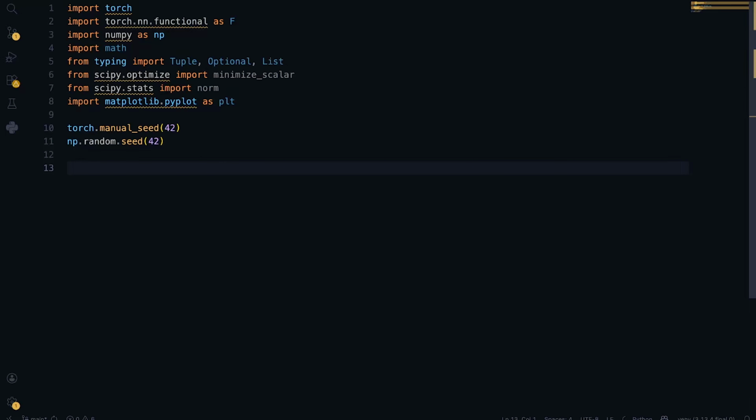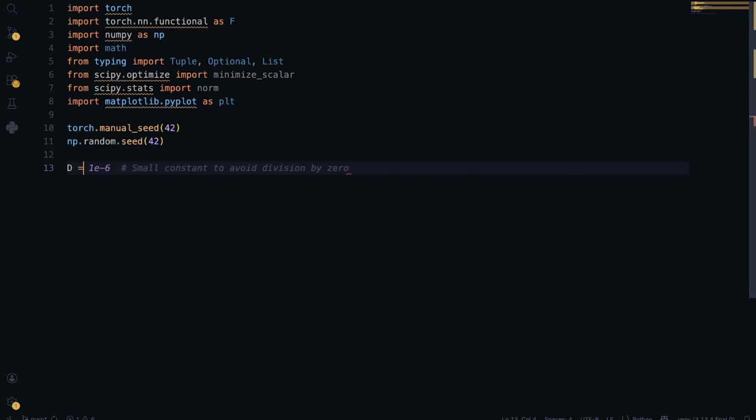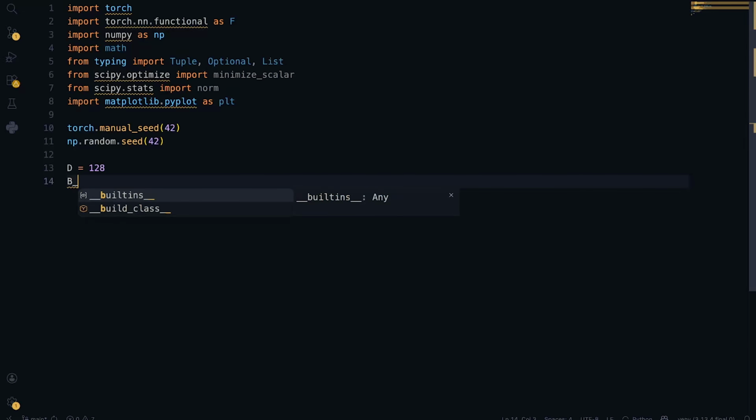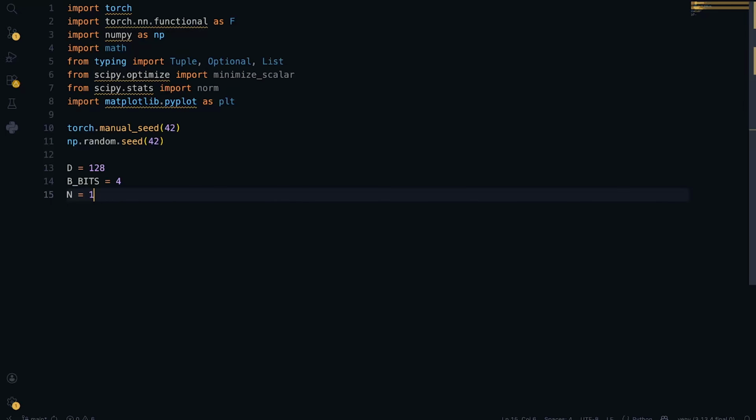And we will set d, the vector dimension, as a constant 128, and b, the bits, that is the target bit width, equals 4, and the number of vectors for testing will be equal to 10,000 for now, as we are doing it on a machine, so we have a limitation.